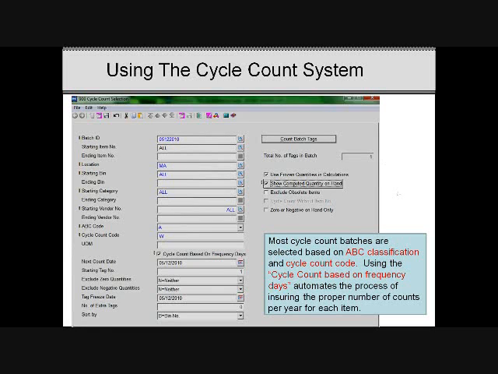This is the cycle count selection screen, and as you notice, there's a lot of ways that you can create a cycle count batch. It can be pretty specific. Just count this one item, or count the items in this range of bins, or range of product categories, or count all of the items related to one specific vendor. But most of the time, the combination of ABC classification and cycle count code is the way that we can break up the inventory to get that cycle count frequency that I was just describing. And this little checkbox will allow the system to swing into motion and make that calculation for you.